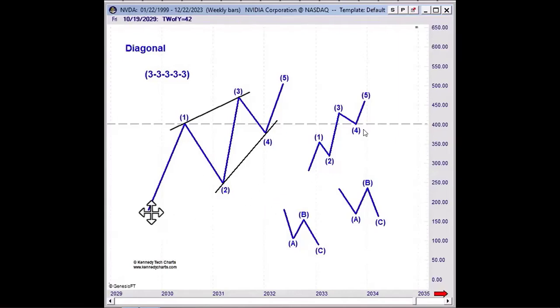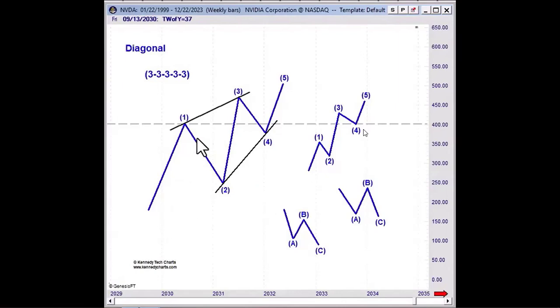So, for example, you could have 5 waves up for wave A, an expanded flat or a flat correction in B, and then a 5-wave move up in wave C, but that again would still be a zigzag, a 5, 3, 5 pattern. Each wave of a diagonal must be a zigzag, period, end of story. You must have overlap between 4 and 1, period, end of story.